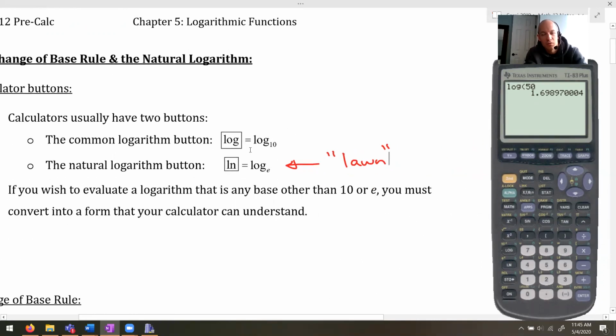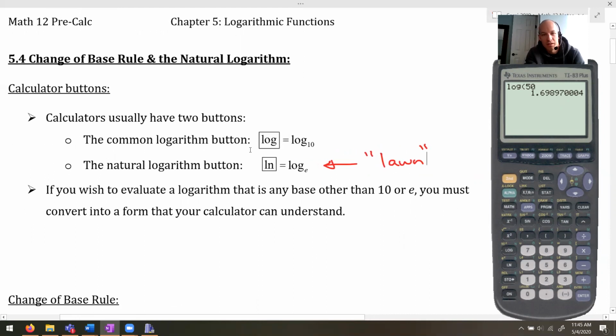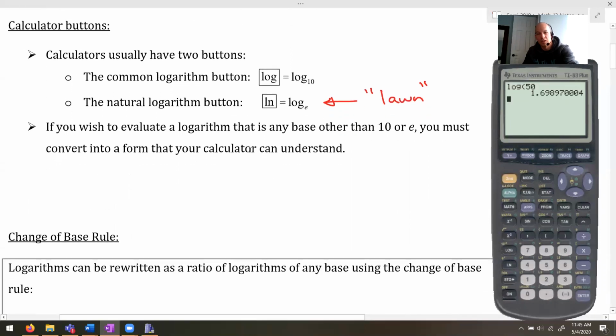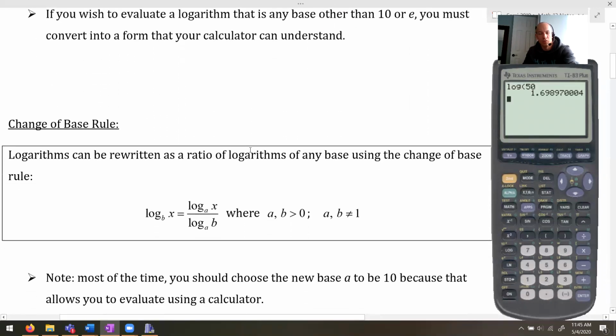Now, if you want to evaluate a logarithm that's a base other than 10, you got to convert it into some form your calculator can understand. So the change of base rule is this. I'm just going to show it to you, and then we're going to prove it. You can rewrite a logarithm of some base that you don't like. So let's say it's log base b of x. You can actually write it as log base a of x over log base a of b.